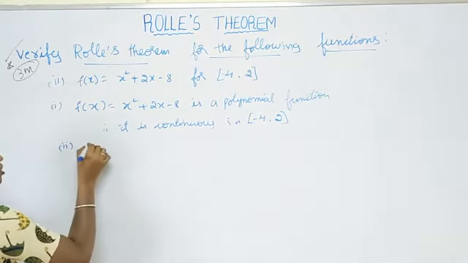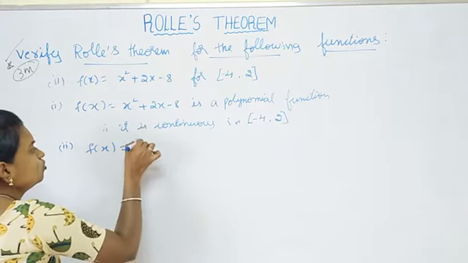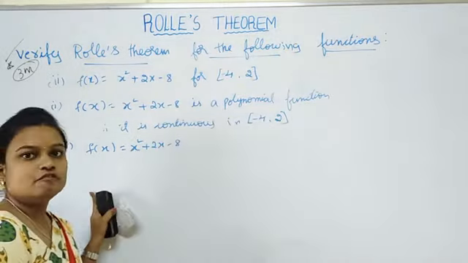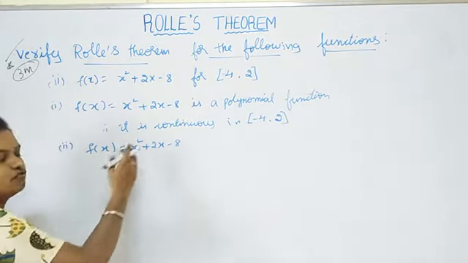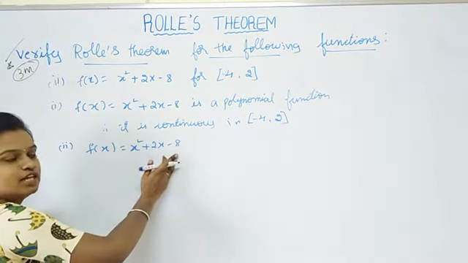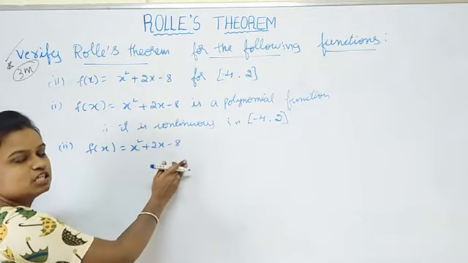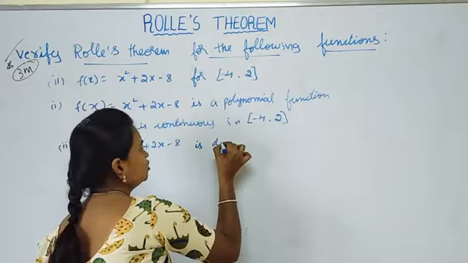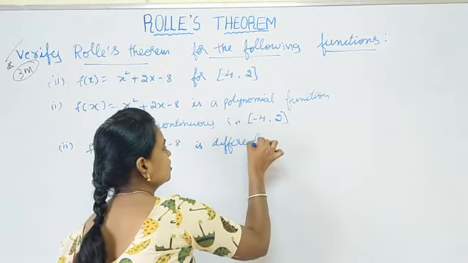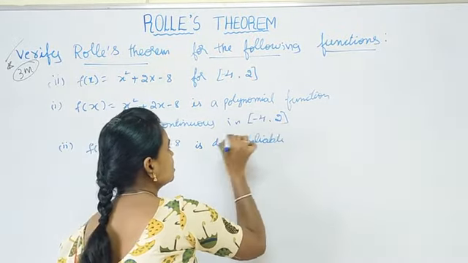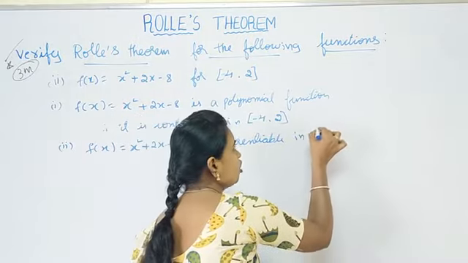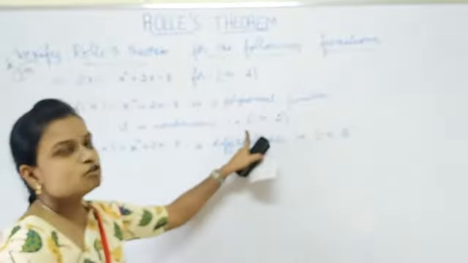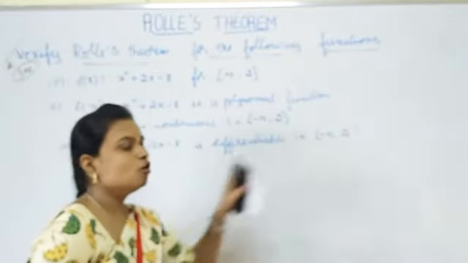So the next condition, f of x is equal to x square plus 2x minus 8. Observe that clearly it is differentiable, right? Differentiation of x square is 2x, differentiation of 2x is 2, and differentiation of 8 is 0. So therefore f of x is differentiable. The given function is differentiable in what? Open interval -4, 2. Okay, continuous in closed interval and differentiable in open interval.